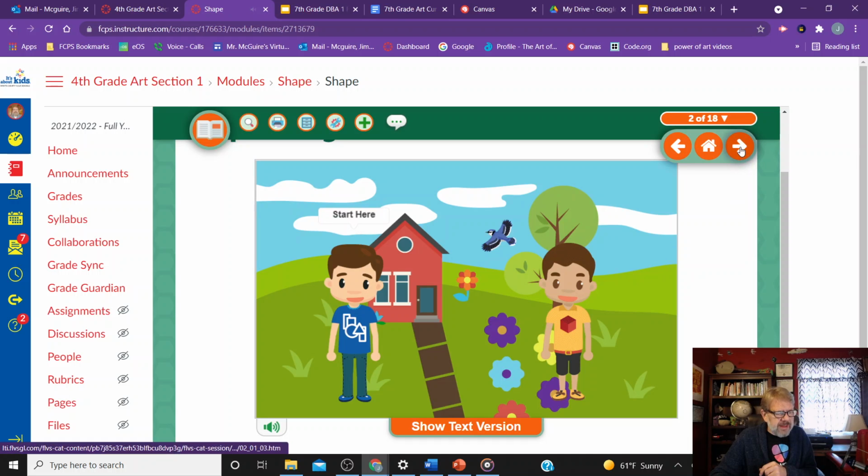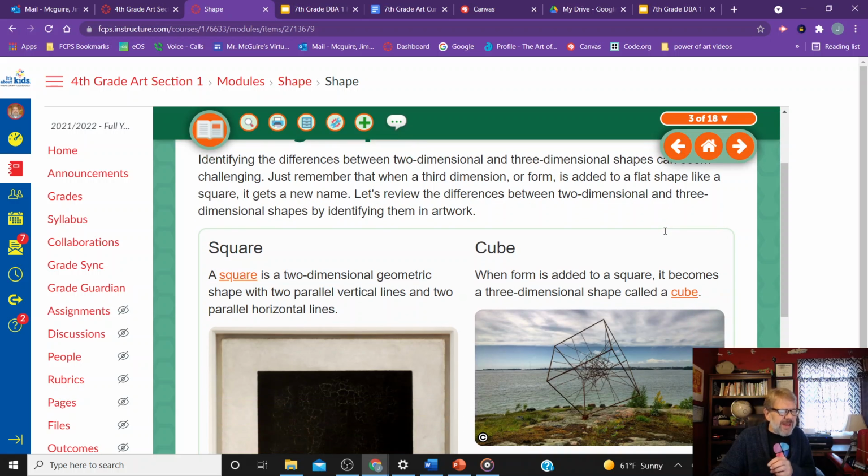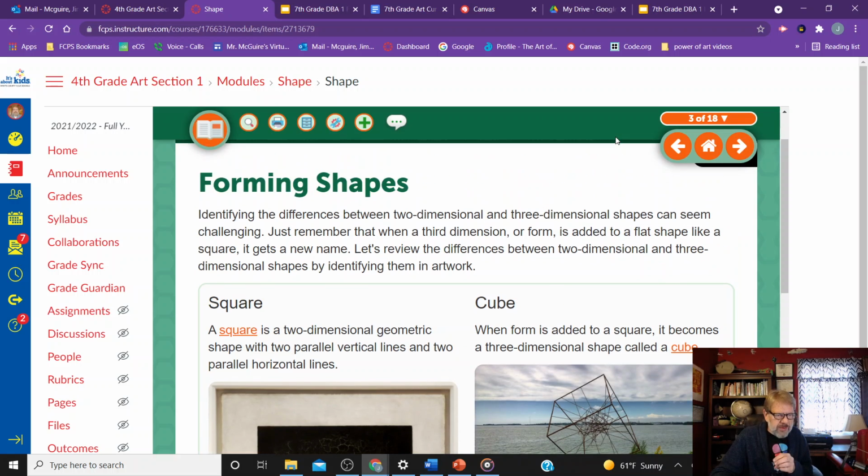Oh, I don't like these. Oh, well, I'm going to skip those. Forming shapes. So we're going to identify the differences between two-dimensional and three-dimensional shapes. And so remember, when we have a third dimension, it's called a form.